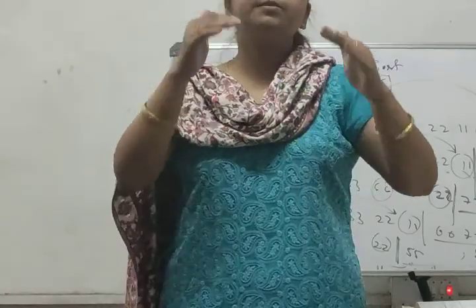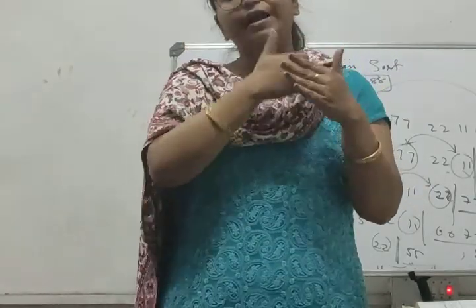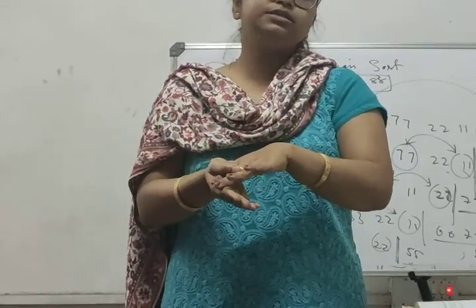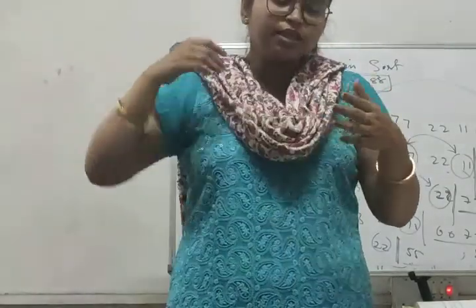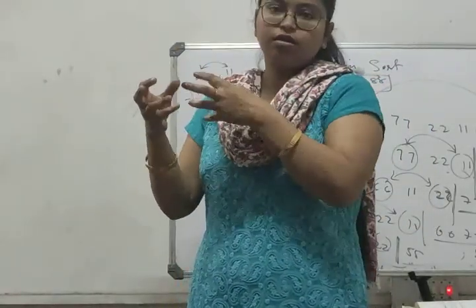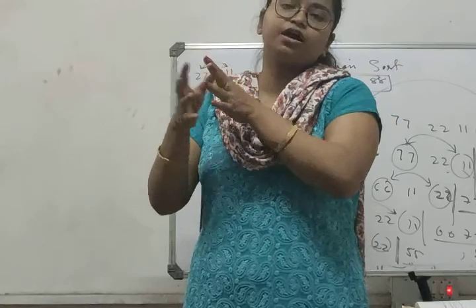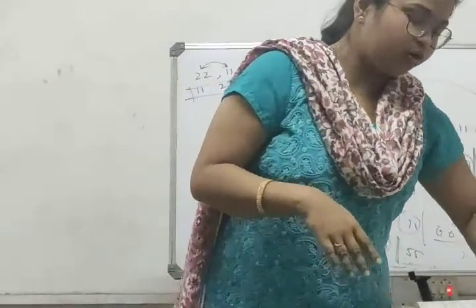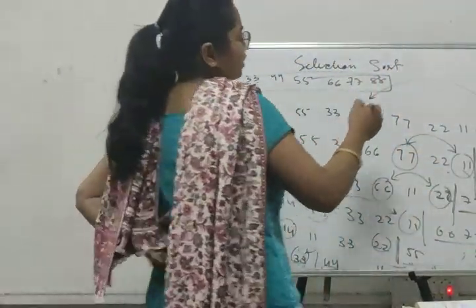Then again it repeats the same process of finding the largest element and again putting it in the same place. Okay. This way, one by one, it sorts and puts each element in its correct place. This is how selection sort works. And its time complexity in best case is order of n and in worst case order of n square.